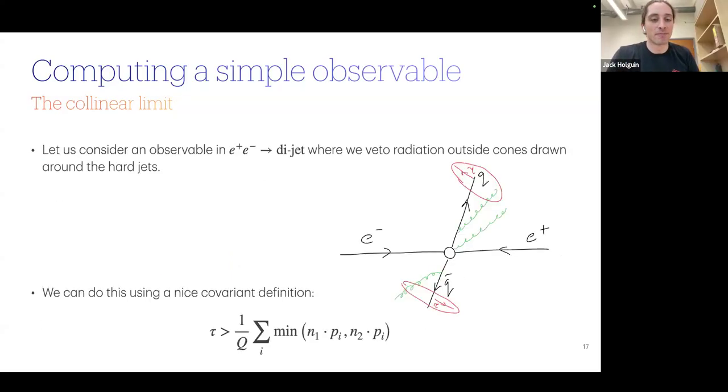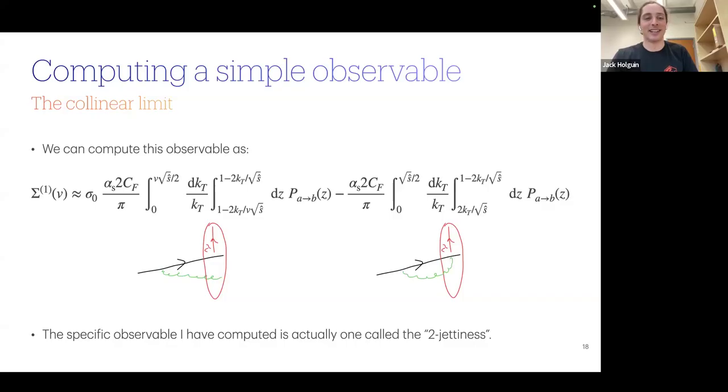Sorry, I've started using V here. That's a mistake. I'm calling it tau here. It was V in the master formula. Tau is equal to V. Apologies for any confusion. I did say there would be some typos to be found, and that's the first one.